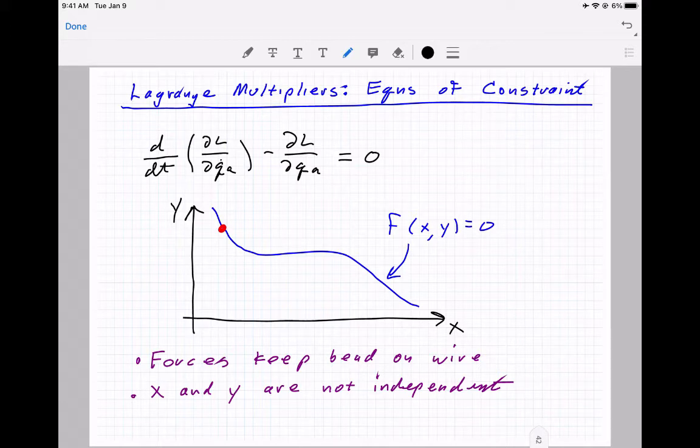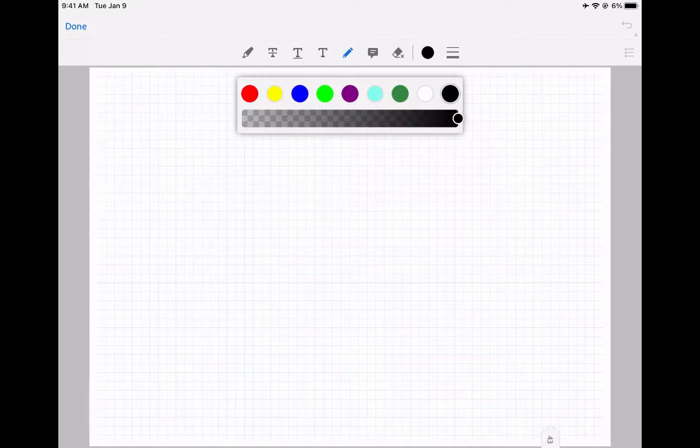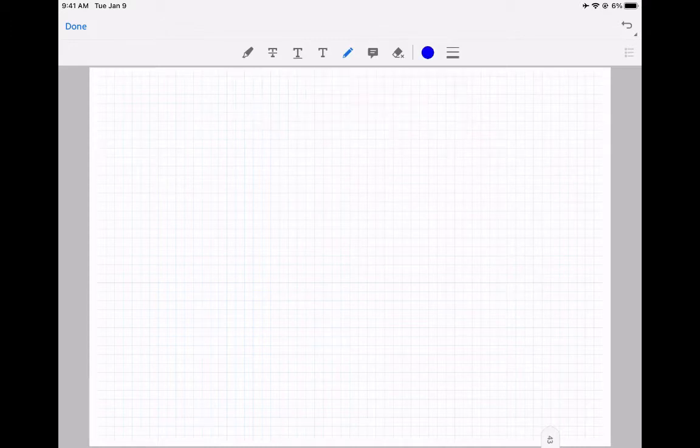The way this problem is going to work is that we're going to keep x and y as if they were 2 degrees of freedom, but then we link them through the Lagrange multiplier, and that's the equation of constraint.